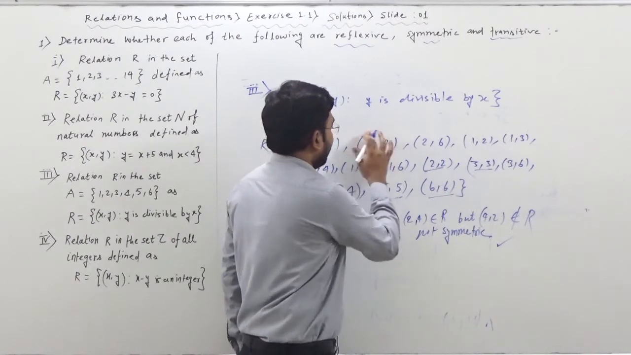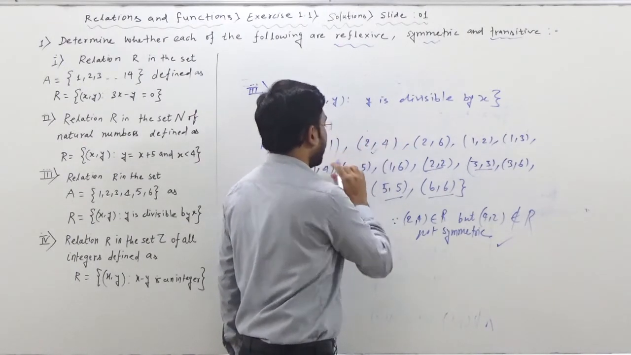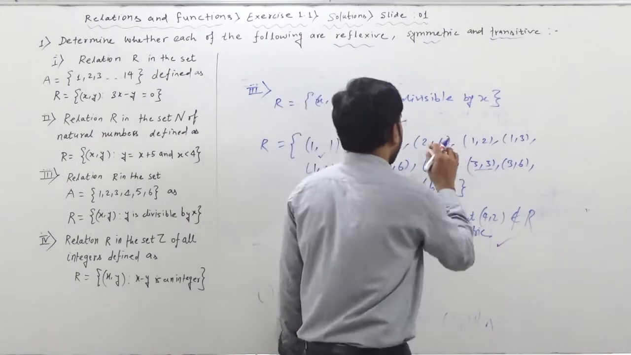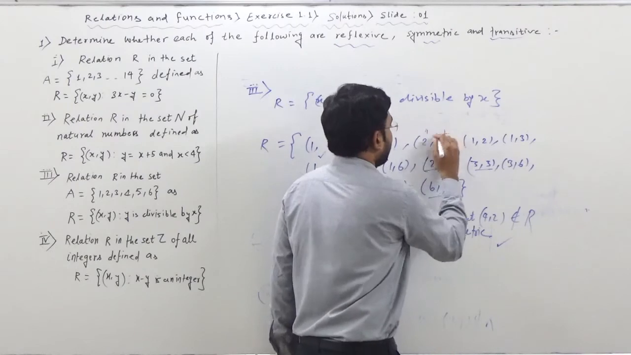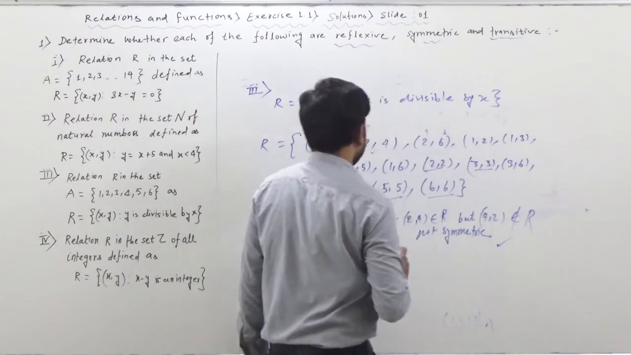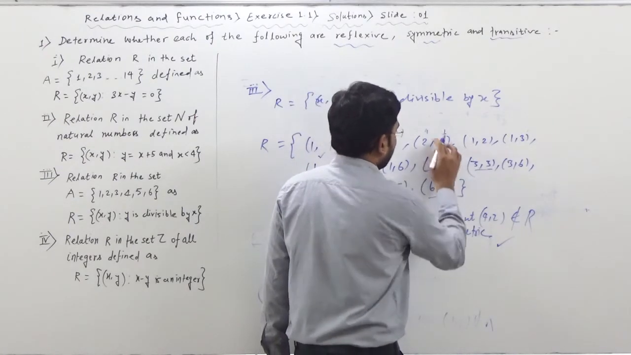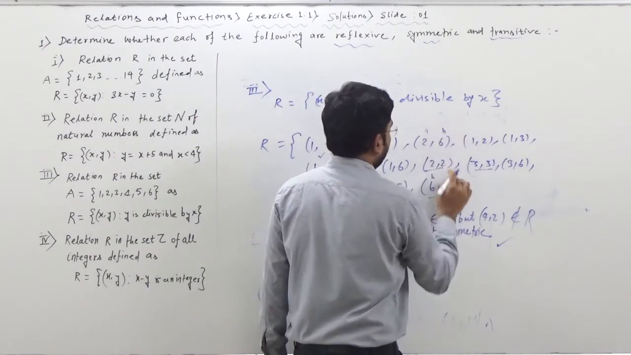Now this element is also okay. Now we'll check for this element for transitive. We are checking A comma B. Now we'll check for B comma C. Where is B comma C? This can be B comma C. Now, what will be A comma C?